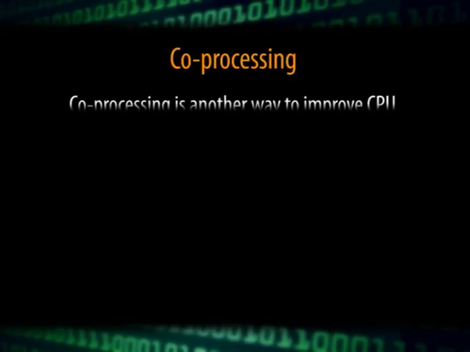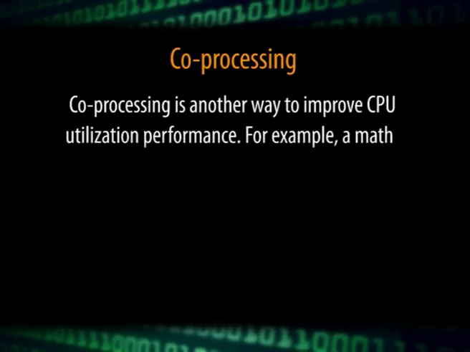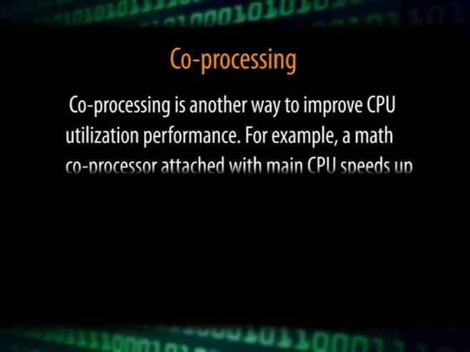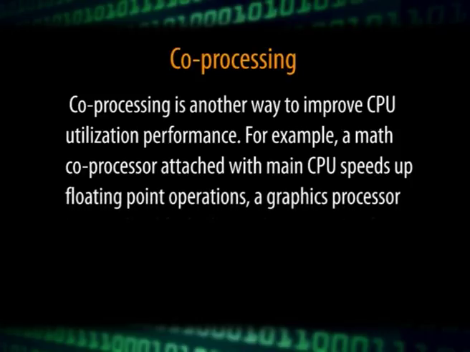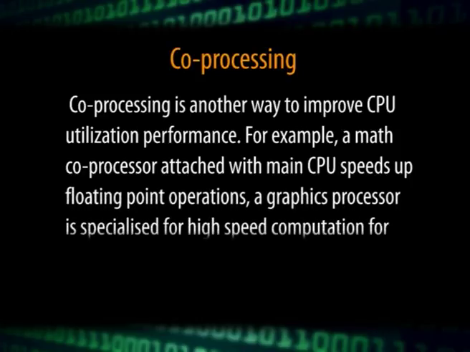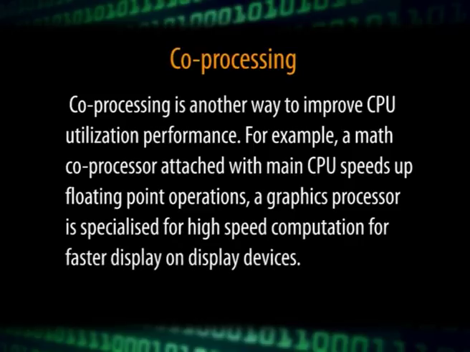Another technique to improve the CPU utilization is to use co-processing. The co-processing is another way to improve the performance. For example, a mathematics coprocessor attached with the main CPU speeds up the floating point operations, or a coprocessor called graphics processor is specialized for high speed computation for faster display on the display devices. Therefore, coprocessors can be used for increasing the CPU utilization.